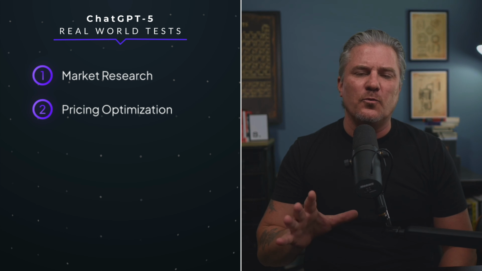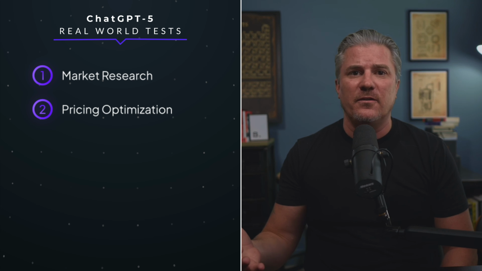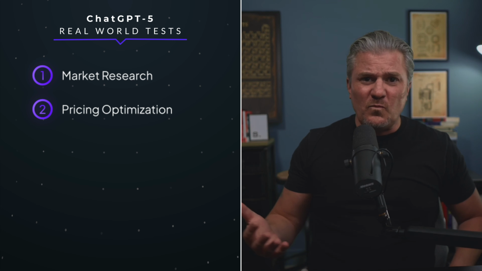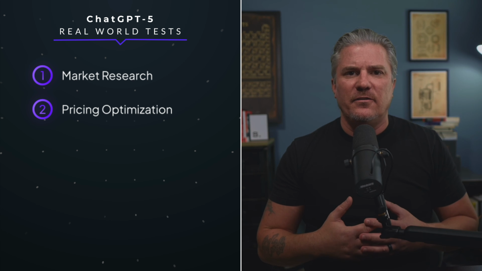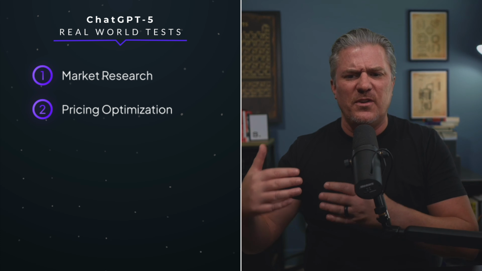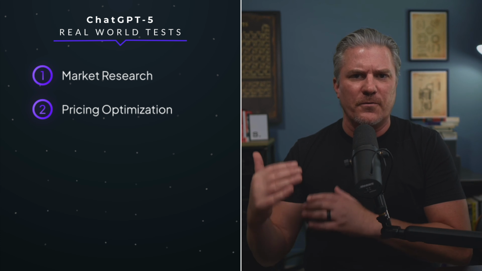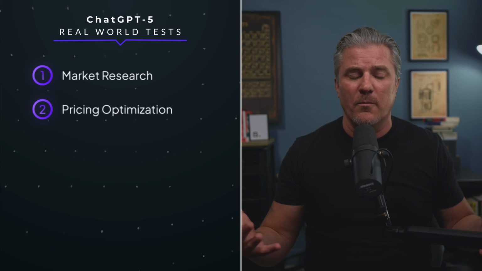The second test is one for pricing optimization. So a lot of times when we're creating pricing for our product or our service, we don't really know what the optimal way to price the product is. And so we're going to see if we can get ChatGPT-5 to give us some different ways of maybe structuring the offer and structuring the pricing so that we can generate more sales and ultimately more money.